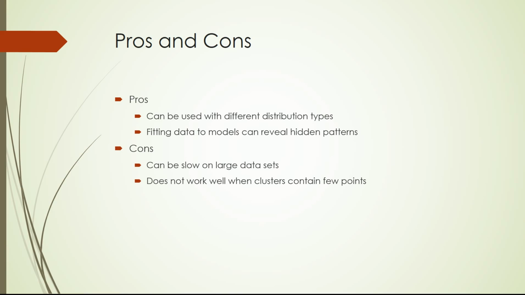On the negative side, the EM algorithm can be slow on large datasets. Probabilities need to be calculated for each data point for all the probability distributions. This can be a lengthy process when the size of the observed data is large. Also, when a probability distribution contains only a few points, the chances of misclassifying data points increases.